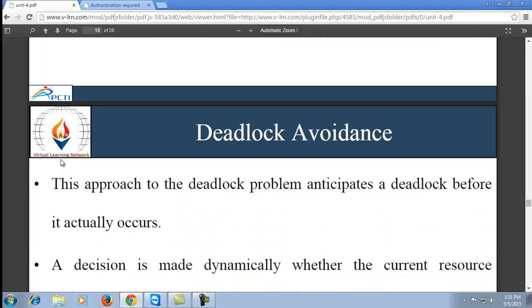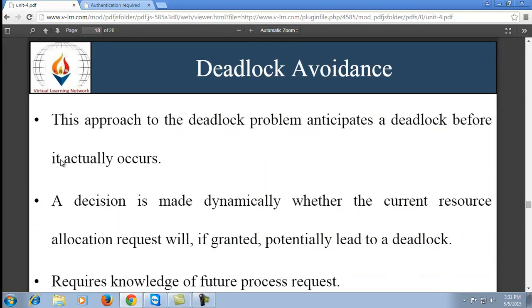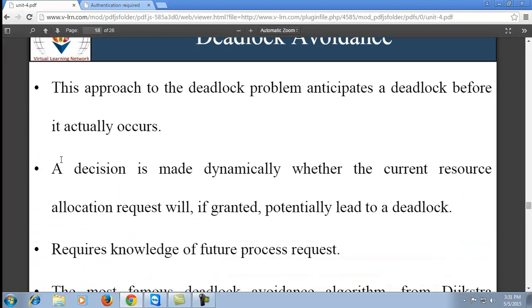The next topic is deadlock avoidance. This approach to the deadlock problem anticipates a deadlock before it actually occurs. This helps prevent our system from entering a deadlock situation. A decision is made dynamically whether the current resource allocation request will, if granted, potentially lead to deadlock.